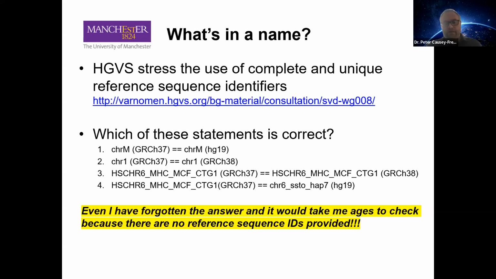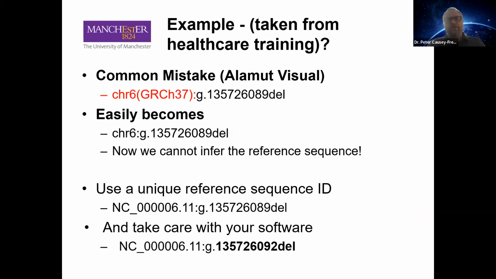And that's the point. You have to provide the sequence identifier, the unique identifier for the sequence you are working with. Otherwise, you can face problems. Next slide, please. And this is quite a common one.